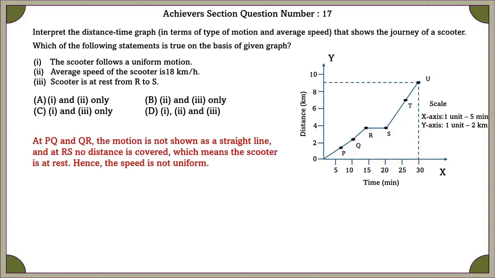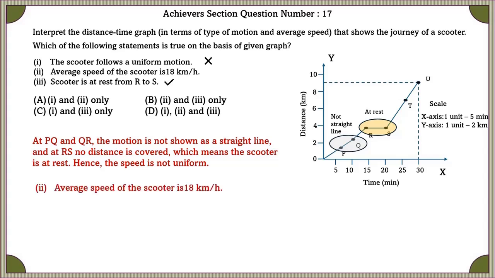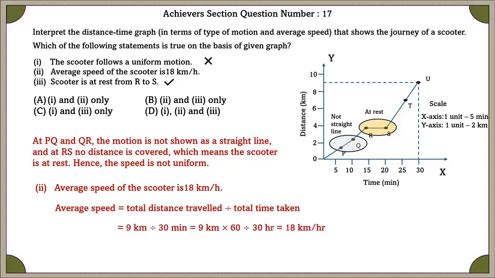At P to Q and Q to R, the motion is not shown as a straight line, and at RS, no distance is covered, which means the scooter is at rest. Hence, the speed is not uniform. So according to this, the first option is wrong and the third option is correct. Now for the second one, average speed is equal to total distance traveled divided by total time taken, which is equal to 18 kilometers per hour. So the second one is also true.